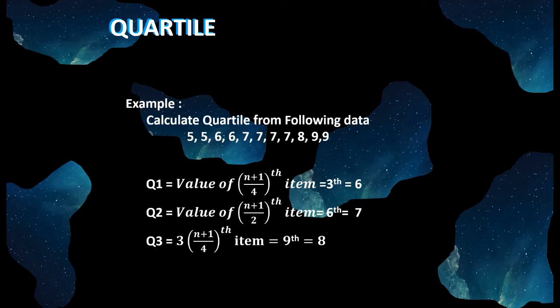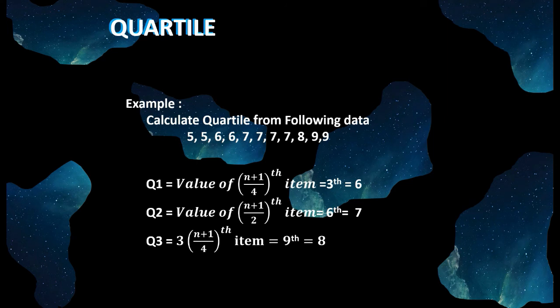same as before. Calculate the quartiles from the following data: 5, 5, 6, 6, 7, 7, 7, 7, 8, 9, and 9. So for the first quartile, the formula is n plus 1 over 4. Because the result is the third position, the answer is 6. And for the middle quartile or second quartile, the formula is n plus 1 over 2, and the result is the 6th position, so the answer is 7.